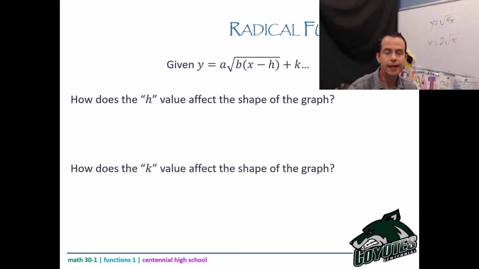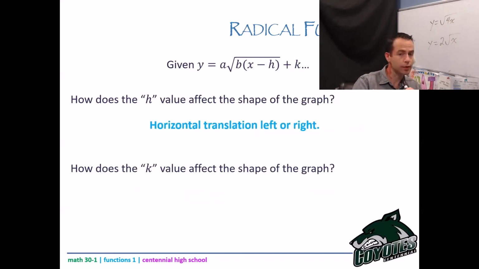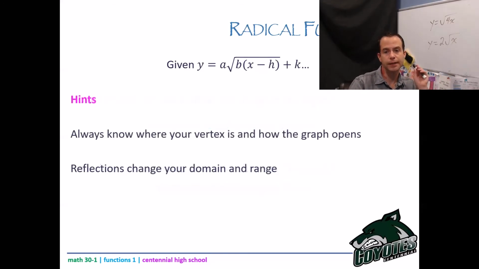H and K. H gives me my horizontal translation. If H is positive, I'm going to the right. If H is negative, I'm going to the left. Always think, what's the value of H? And it's x minus whatever that value of H is. K is the vertical translation. If K is positive, I'm going up. And if K is negative, I'm going down.